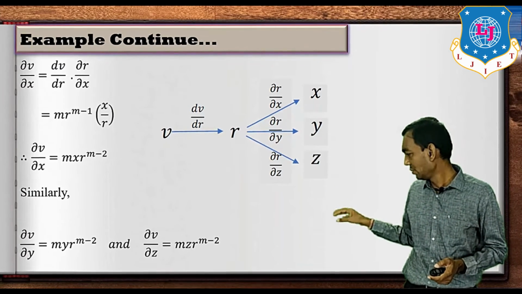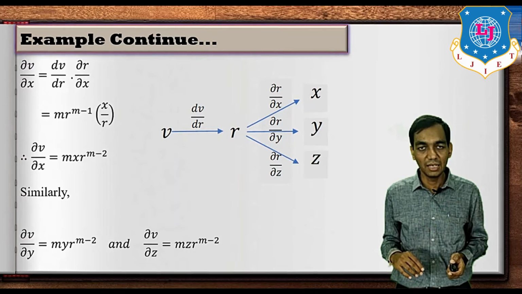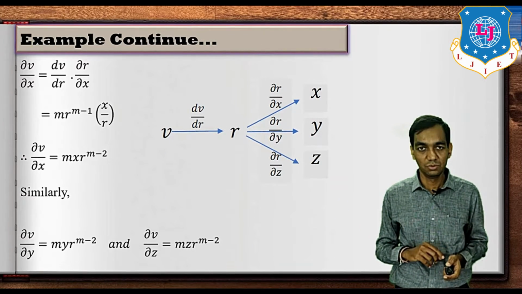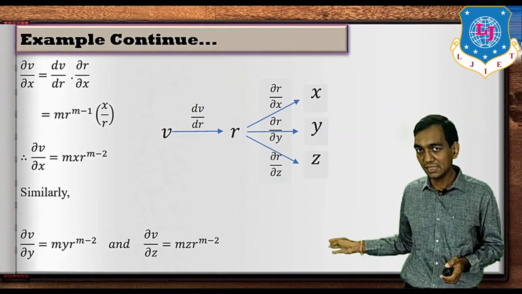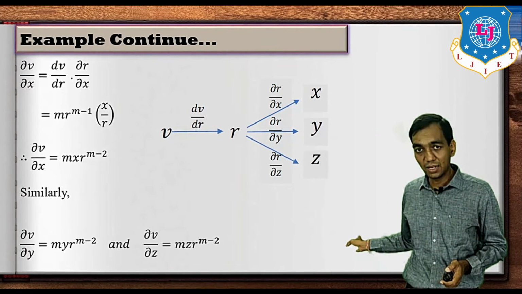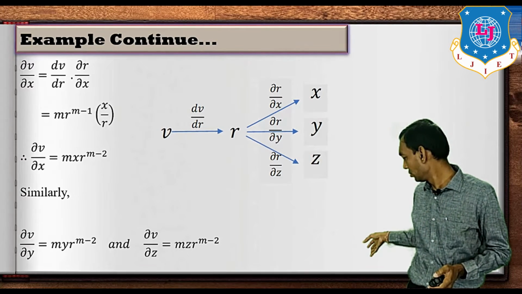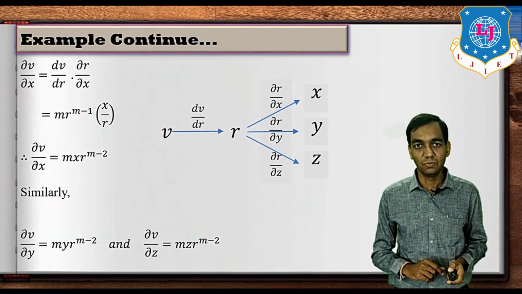Putting both values and simplifying, that will give you ∂v/∂x is equal to m x r raised to m minus 2. In the same manner, ∂v/∂y is m y into r raised to m minus 2, and ∂v/∂z will be m z into r raised to m minus 2.